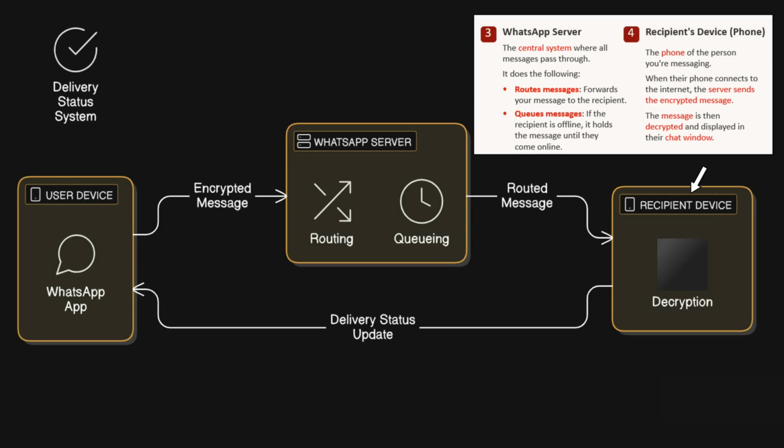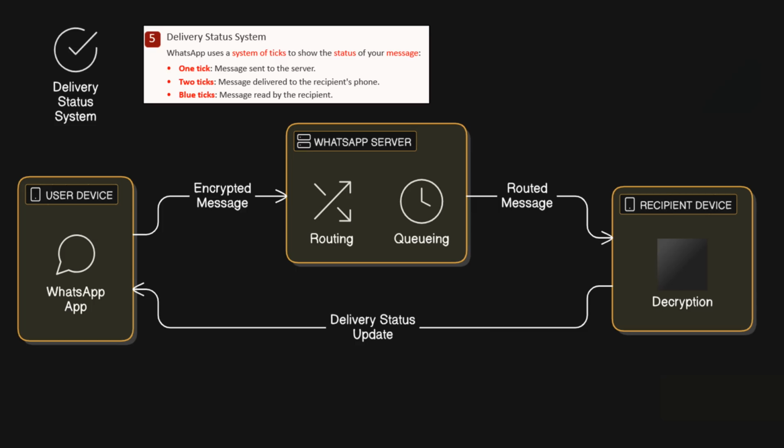Recipient device is nothing but the phone of the person you are messaging. When their phone connects to the internet, the server sends the encrypted message. The message is then decrypted and displayed in their chat window. WhatsApp uses a system of ticks to show the status of your message. One tick means message sent to the server. Two ticks means message delivered to the recipient's phone. Blue ticks means message read by the recipient.